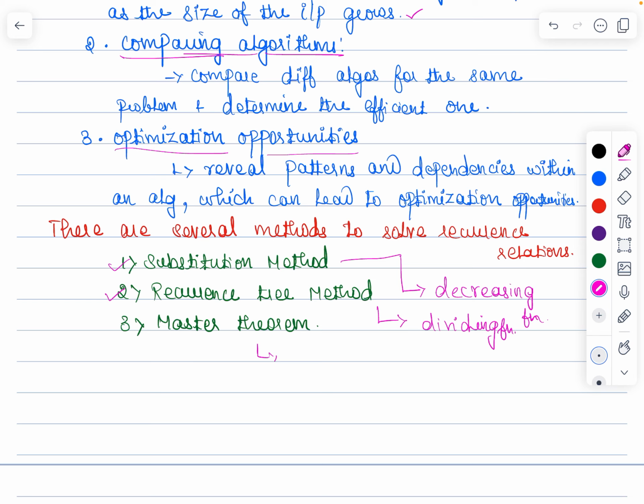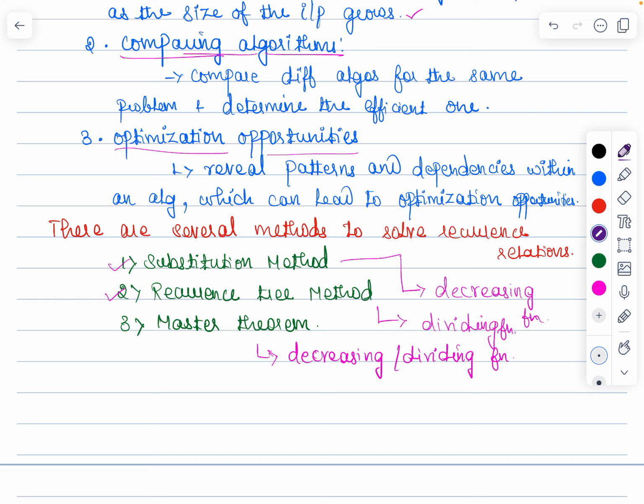It provides a general framework for solving recurrence relations. So, this is applicable to any recurrence relation which involves any function. It can be applied to both the decreasing as well as dividing functions. Now, let us discuss what exactly a decreasing function is and what exactly a dividing function is.